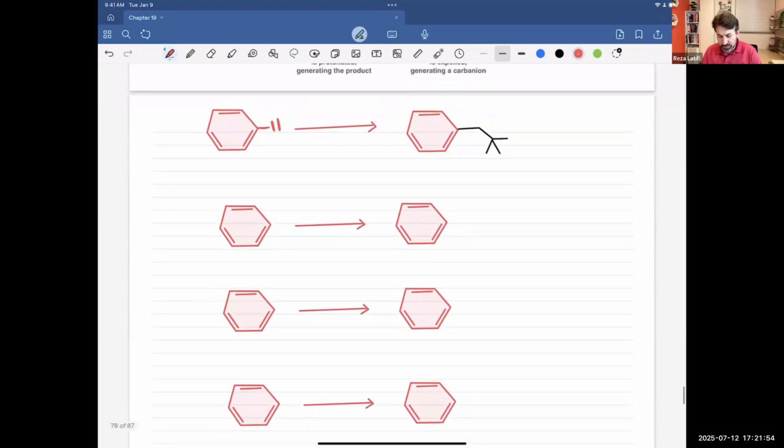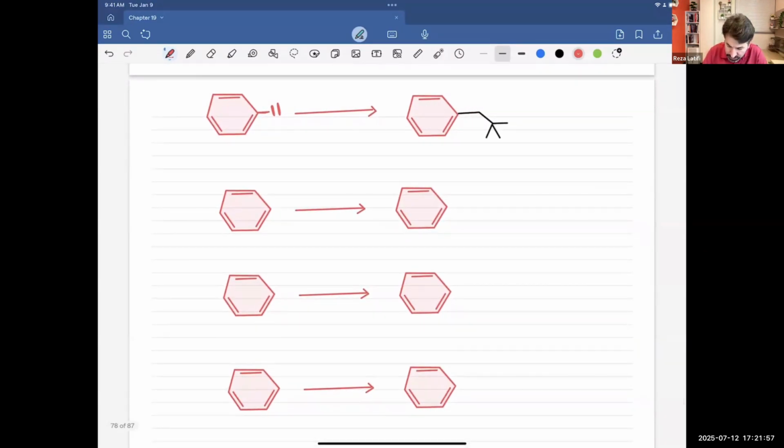Practice some example about it. Imagine you have a benzene molecule, and you want to turn it to a phenyl ring that has a CH2 attached to a tertiary group. So the hydrogen atom got replaced by this substituent. How can I replace hydrogen by such a substituent?